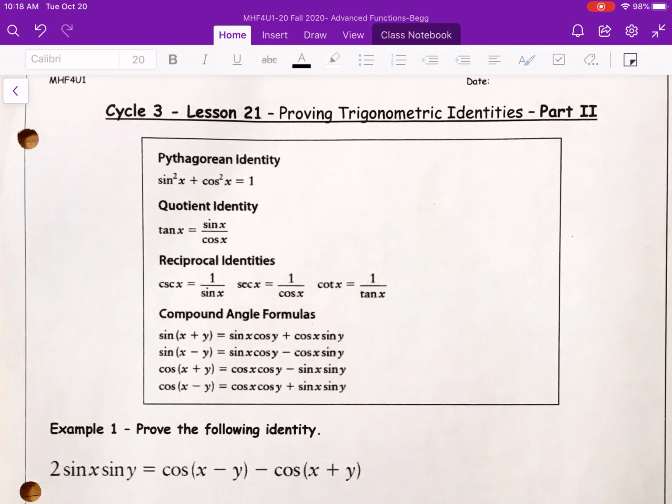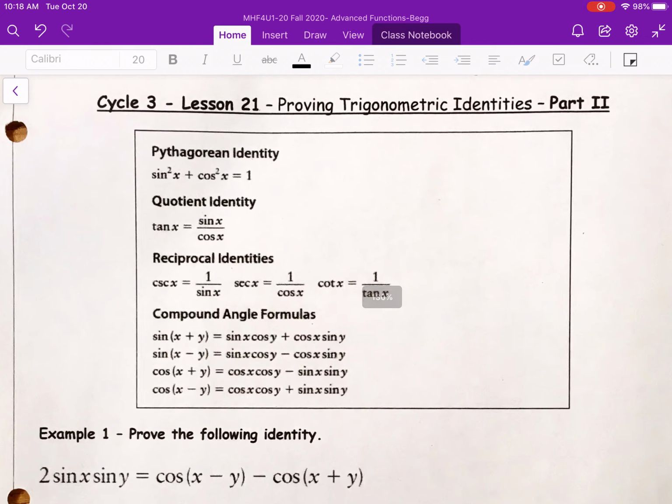Cycle 3, Lesson 21, Part 2. This is the last lesson of Cycle 3, long cycle, and it's just more to do with trig identities, because there's a lot of varieties of trig identities, and the more you see, the more comfortable you'll become with them.